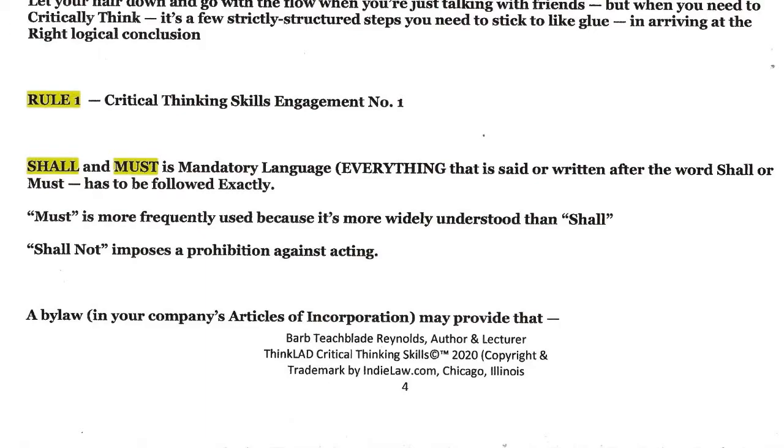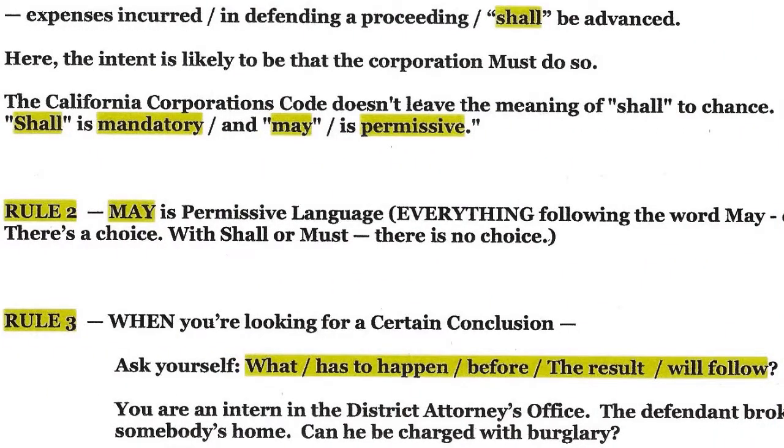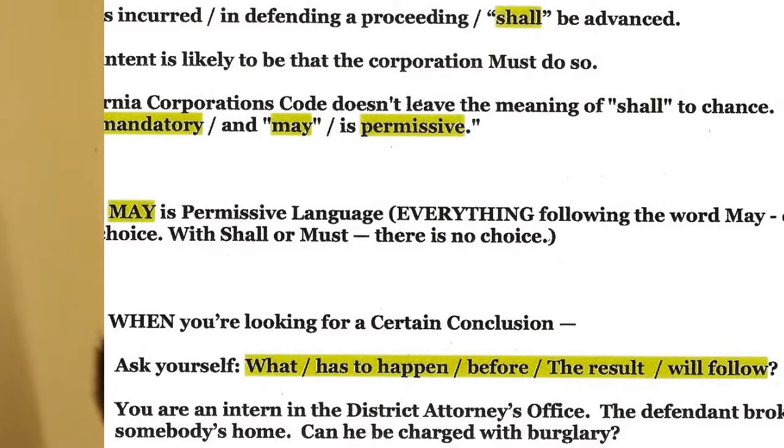Down at the bottom of page 4, a bylaw in your company's articles of incorporation may provide. It may provide it, or it may not provide it. But it may provide, it's permissive. It may provide that expenses incurred in defending a proceeding shall be advanced. If you put that statement in there, it's mandatory to advance it. Advance what? The expenses incurred in defending the proceeding. You can put that provision in or you cannot. But if you do, it operates mandatory. Those expenses shall be advanced, and what is the word advanced?